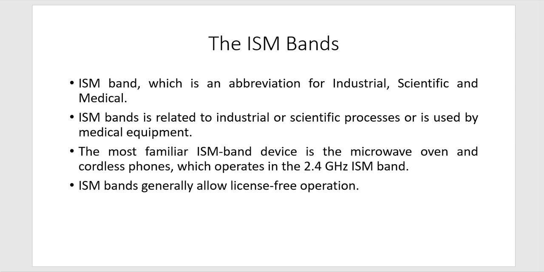The ISM bands. ISM is nothing but an abbreviation for industrial, scientific and medical. So basically these ISM bands are used for industrial, scientific process and medical equipment purposes. The most familiar ISM band devices are the microwave oven and cordless phones, which we normally use in our day-to-day household life. That works on the 2.4 gigahertz ISM band. Okay. So these ISM bands generally allow license-free operation.